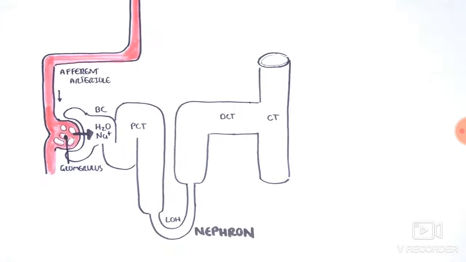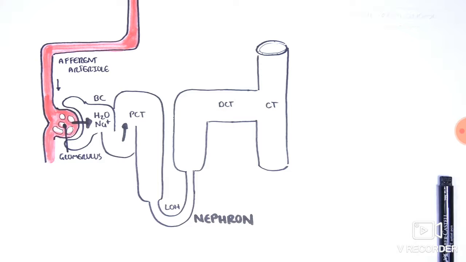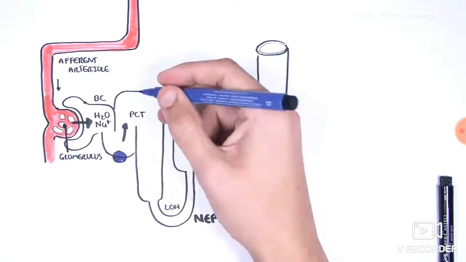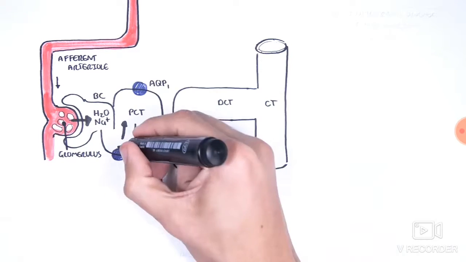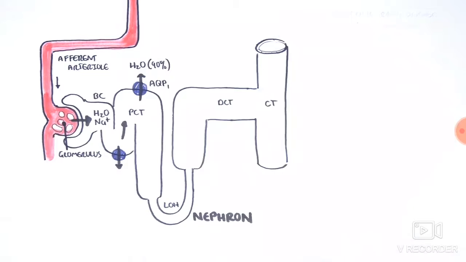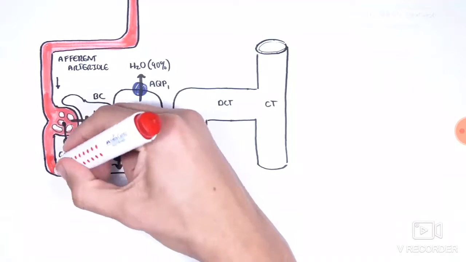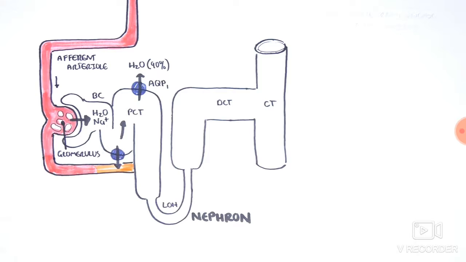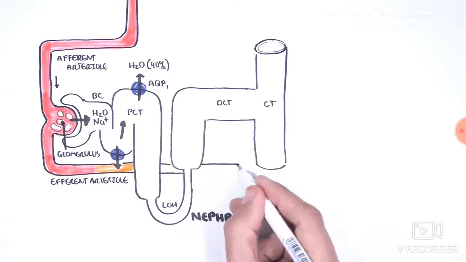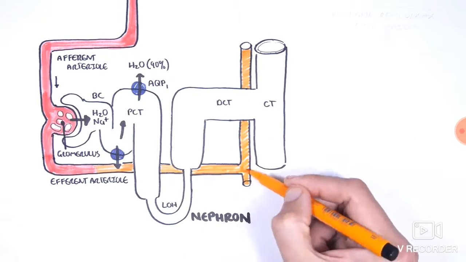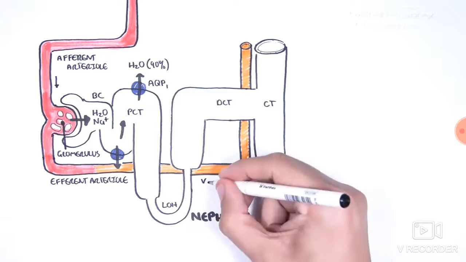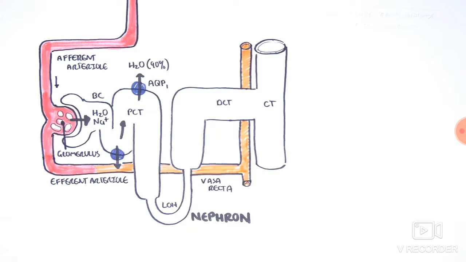So water and sodium enter, for example. Water continues along the nephron tubule. 90% of the water gets reabsorbed back into circulation at the proximal convoluted tubule via aquaporin type 1 channels. The reabsorption of water back into circulation is actually reabsorption into the vasa recta, which is the continuation of the glomerulus and the efferent arteriole. The vasa recta here in orange functions to secrete and reabsorb things from the nephron tubules.